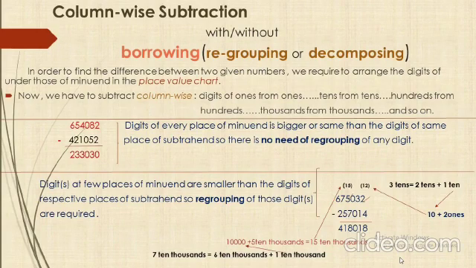0 minus 0, 0. Again 5 is smaller than 7, so it will borrow 1 from the digit of its bigger place, 7, and then 10 plus 5, 15, minus 7, 8. That 7 has become 6, 6 minus 5, 1, 6 minus 2, 4. And when you look at the slide carefully, you can understand in a better way how this decomposing or regrouping or borrowing process is done.